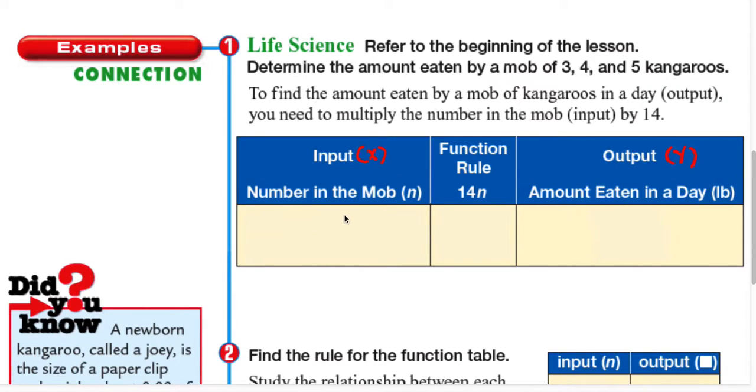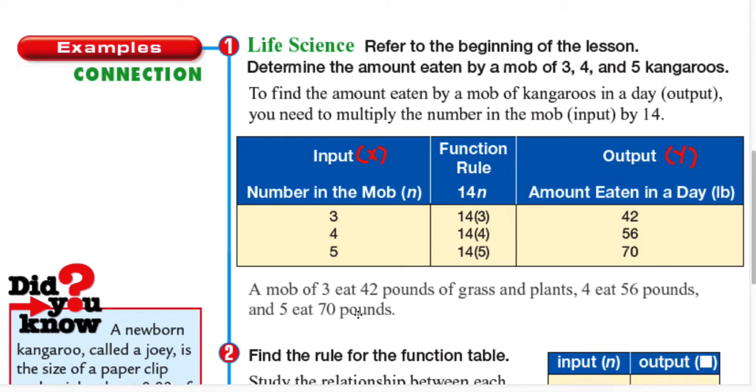So let's take a look at our example, and let's say we have 3 kangaroos. Applying the function rule, we multiply 3 by 14. The amount eaten in a day by 3 kangaroos in a mob will be 42 pounds. For 4 kangaroos, that's 14 times 4, which will give you 56. And finally, 5 kangaroos, which is 14 times 5, will give you 70. So a mob of 3 can eat 42 pounds of grass and plants, 4 eat 56 pounds, and 5 eat 70 pounds.